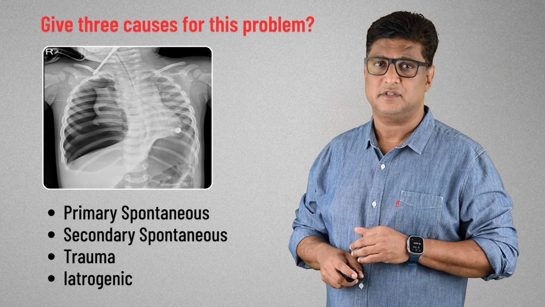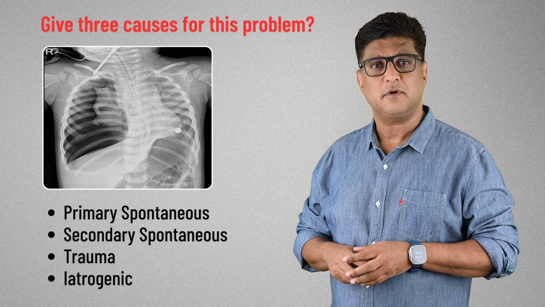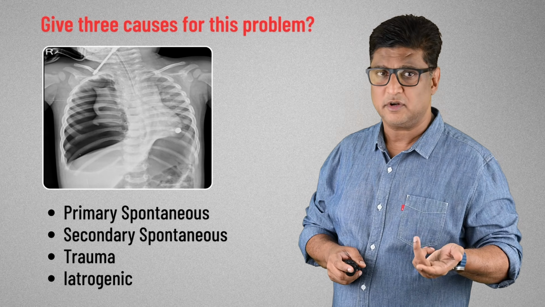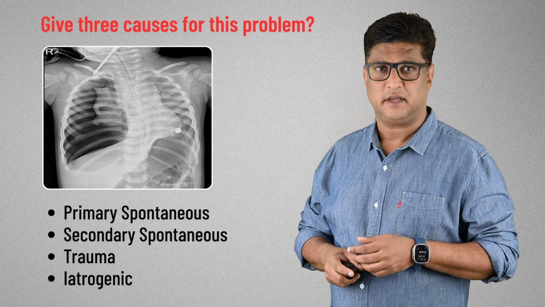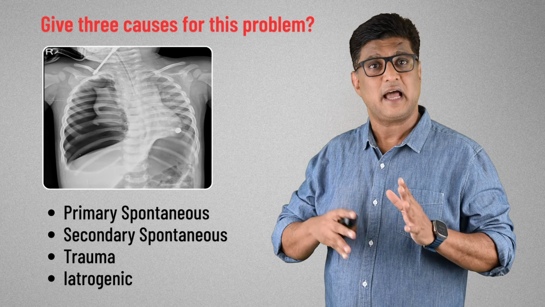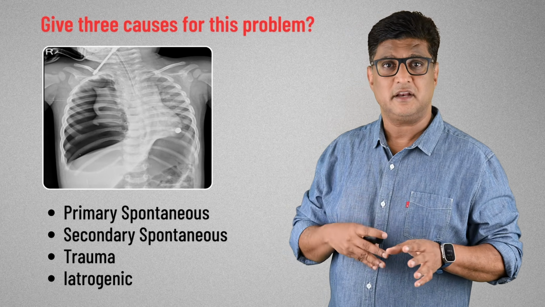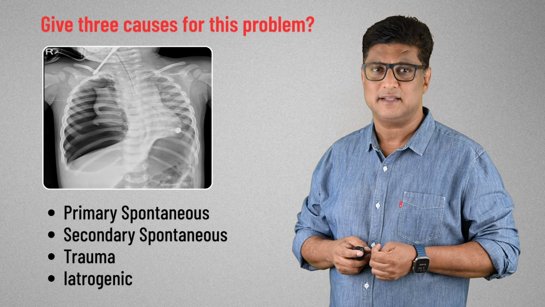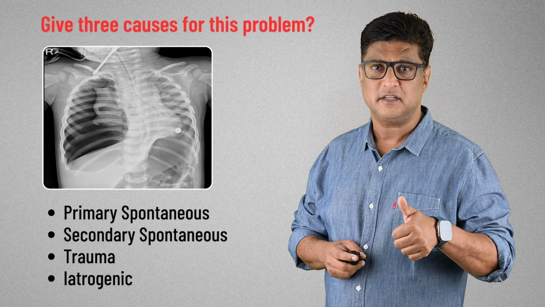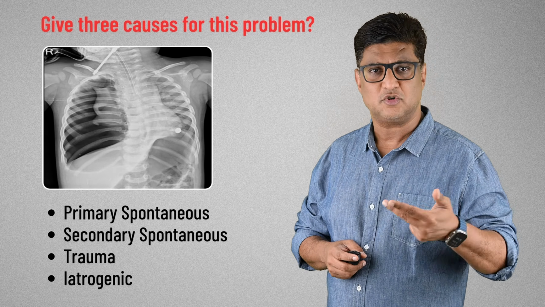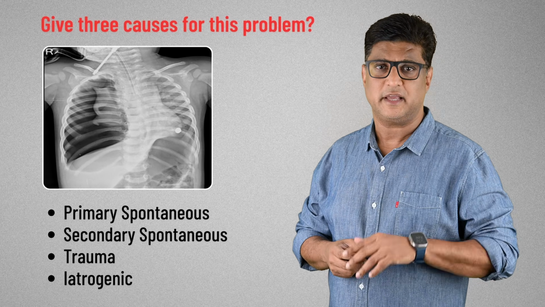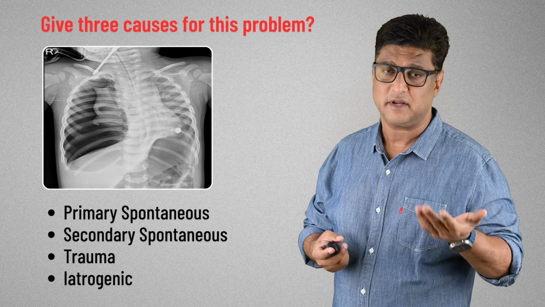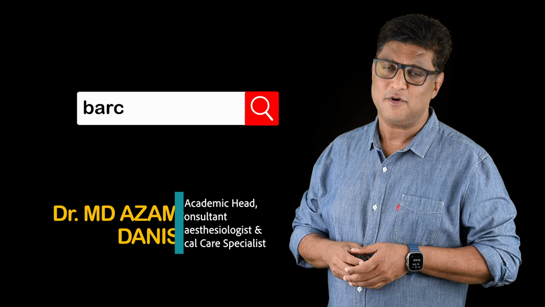And the last question is the 3 causes for this problem. It could be primary spontaneous pneumothorax, secondary spontaneous pneumothorax, trauma or iatrogenic. When we say primary spontaneous, that is in the absence of any underlying disease. Secondary spontaneous occurs when there is a known lung disease such as tuberculosis, COPD and malignancy. It could be trauma, that is penetrating chest wall injury, rib fractures, blunt trauma. And it could be because of iatrogenic causes like intermittent positive pressure ventilation, central line insertions, nerve blocks, particularly the supraclavicular nerve blocks.